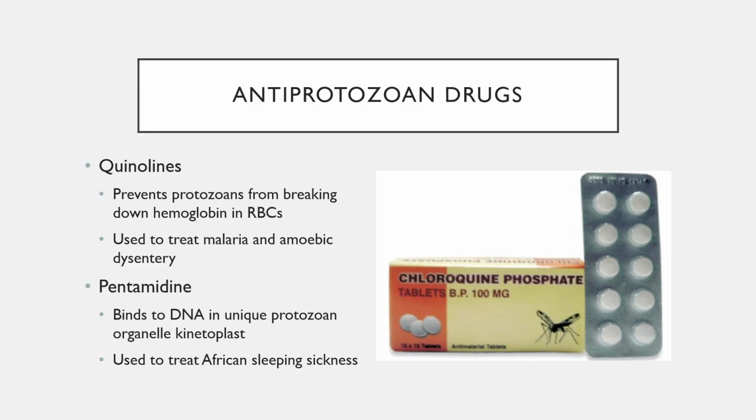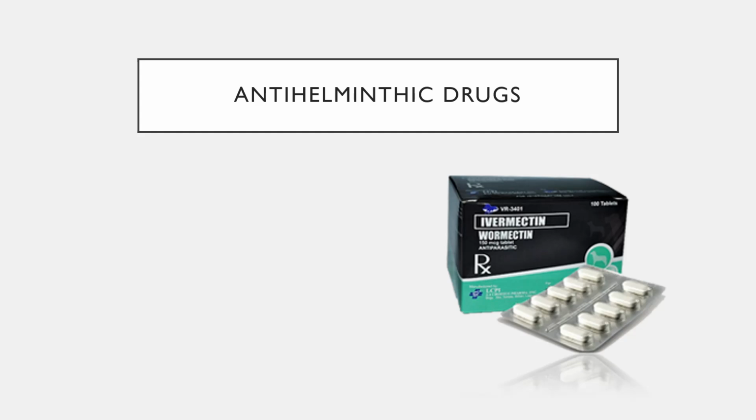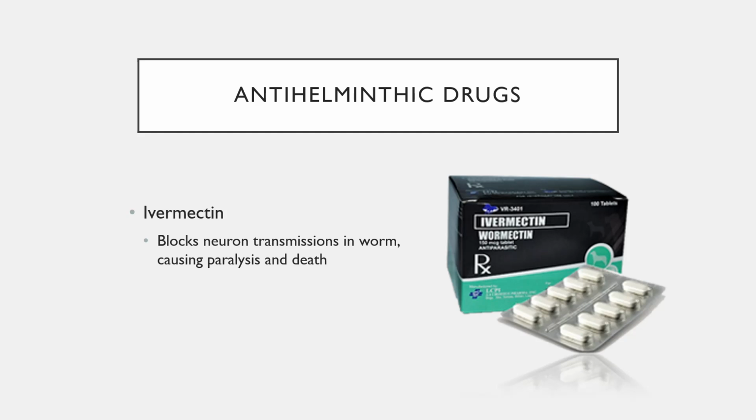Lastly, we have antihelminthic drugs, which, as you may imagine, are also difficult to achieve selective toxicity for because helminths are technically animals. And so out of all the different types of microscopic organisms, their cells are most similar to our cells. But luckily, there are a few antihelminthic drugs that have been developed, including ivermectin. Ivermectin works by blocking neuron transmissions in the worm, which leads to paralysis and death. Praziquantel somewhat works similarly in that it causes a massive influx of calcium ions into the worm cells, which causes paralysis as well.